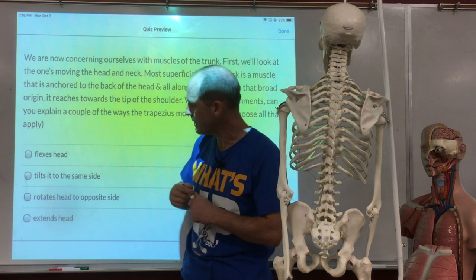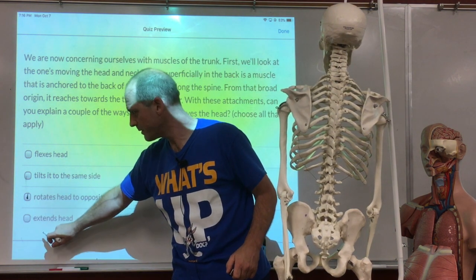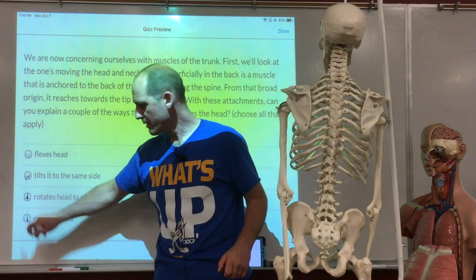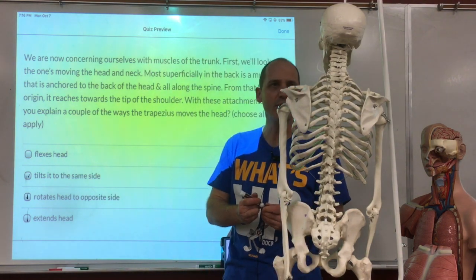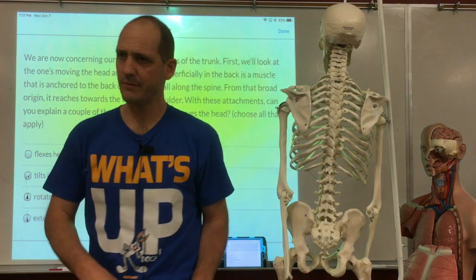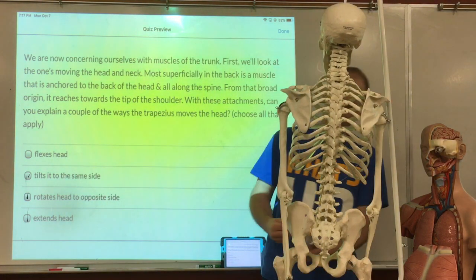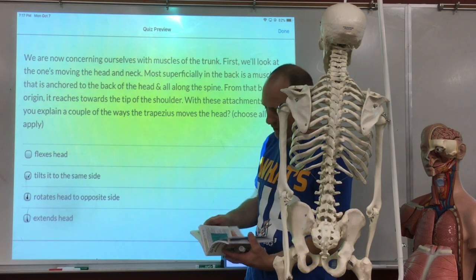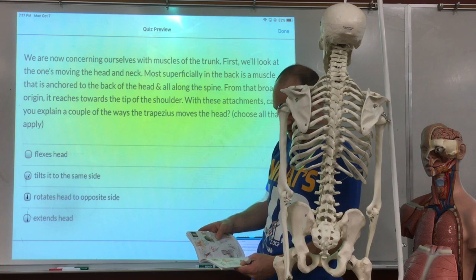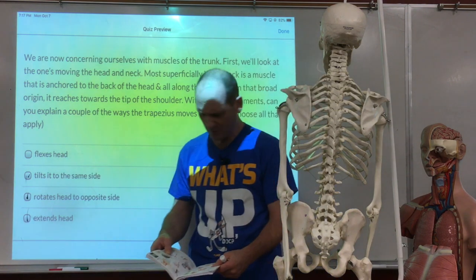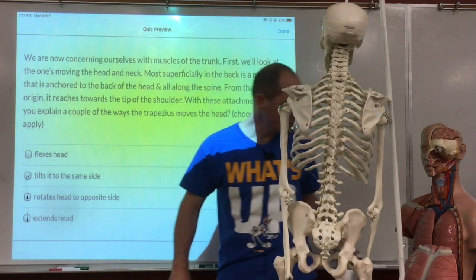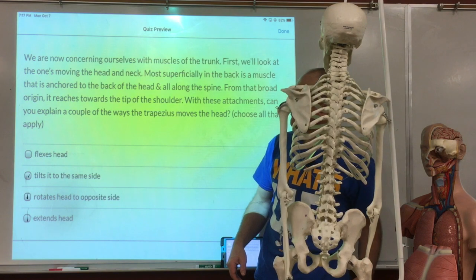Rotates head to the side. And it extends the head. The only thing I can't really see it doing is it's really definitely not flexing the head. Make sense? I always need to look it up too, though. Always. See, that's why I made these booklets so I remember. Rotate to the opposite side, yeah. So that's all those motions except for the flexion of the head.